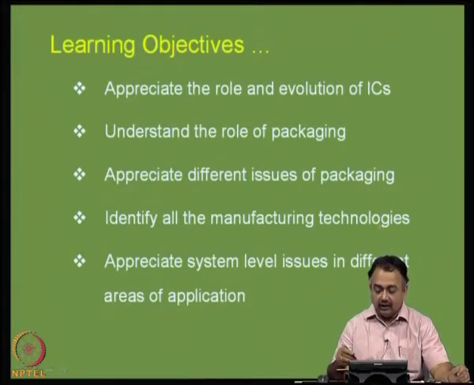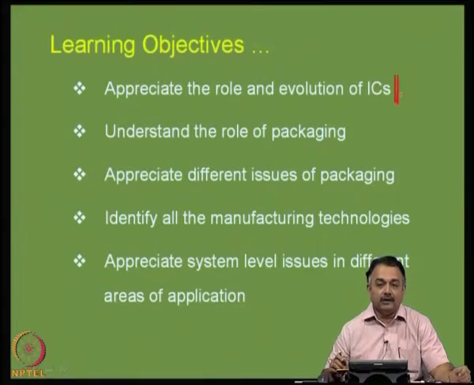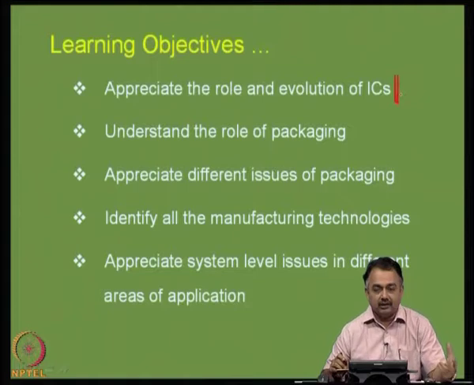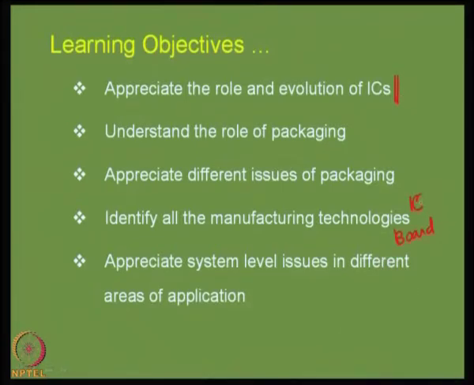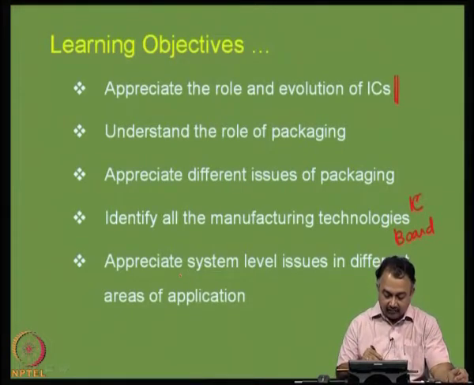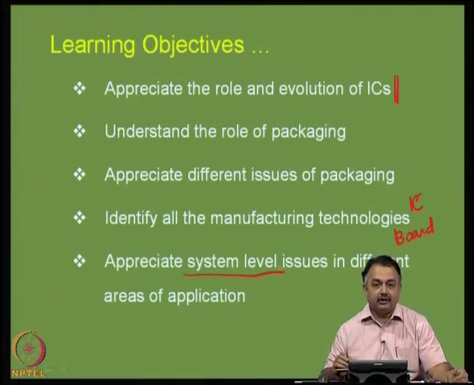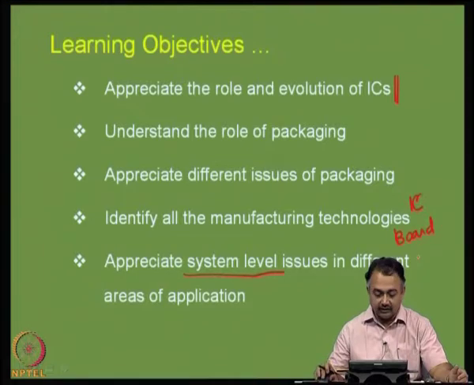So, I will briefly discuss how ICs have gone a long way from the early 40s to the current IC manufacturing situation. We will also look at some numbers, including line widths, sizes and so on. Understand the role of packaging in each of these areas, appreciate different issues of packaging which I mentioned in the previous figure, identify all the manufacturing technologies both IC as well as board level, and appreciate system level issues in different areas of application. Please remember we will be using the term system very often, because even if you manufacture a board, it should perform system level functions, and so we will see what system level functions are from here on.